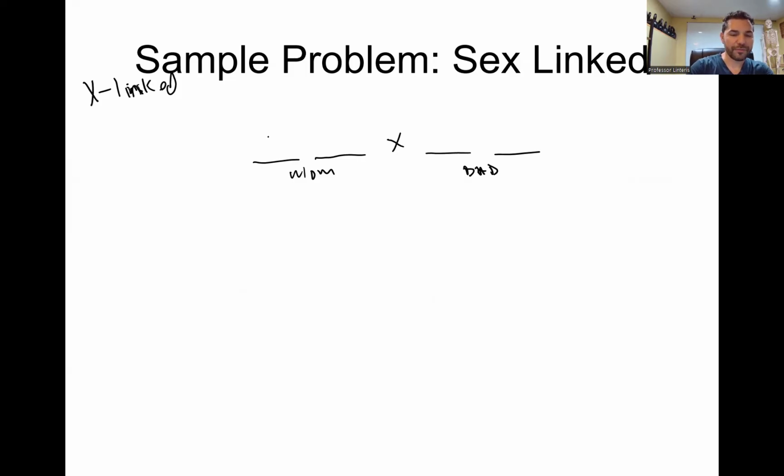is we start off, that's not the mom. Before we write any letters on top, we start off with their sex chromosomes. A female is always XX. A male will always be XY. The most important thing about this is that this is an X-linked condition.